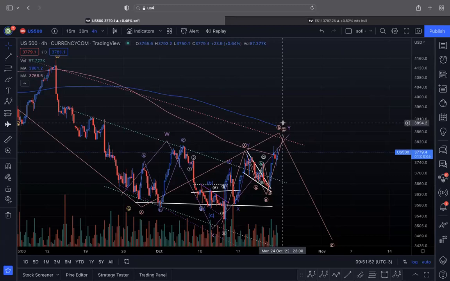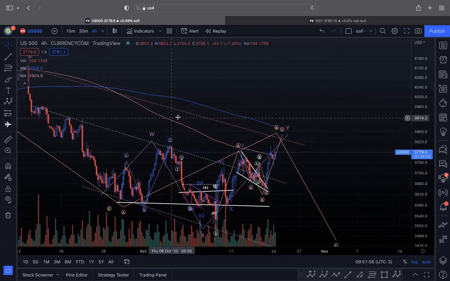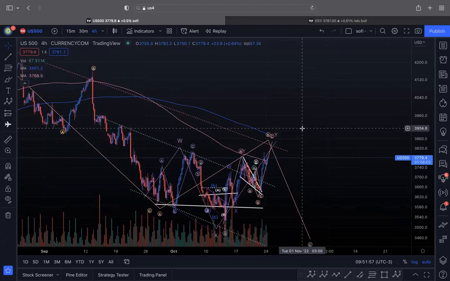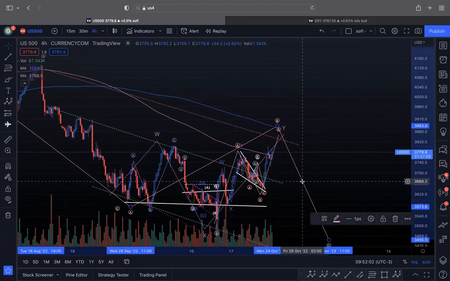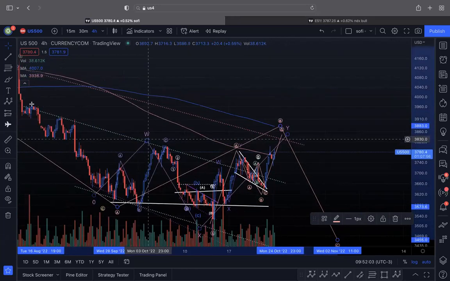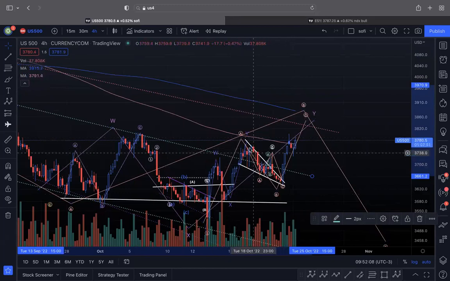So we have been monitoring two scenarios, right? Number one is this running flat that's taking place in a minor B of C wave. In this case, you can see that this was the downtrend channel we were watching. We broke out of it, failed last week, and again broke out on Friday.